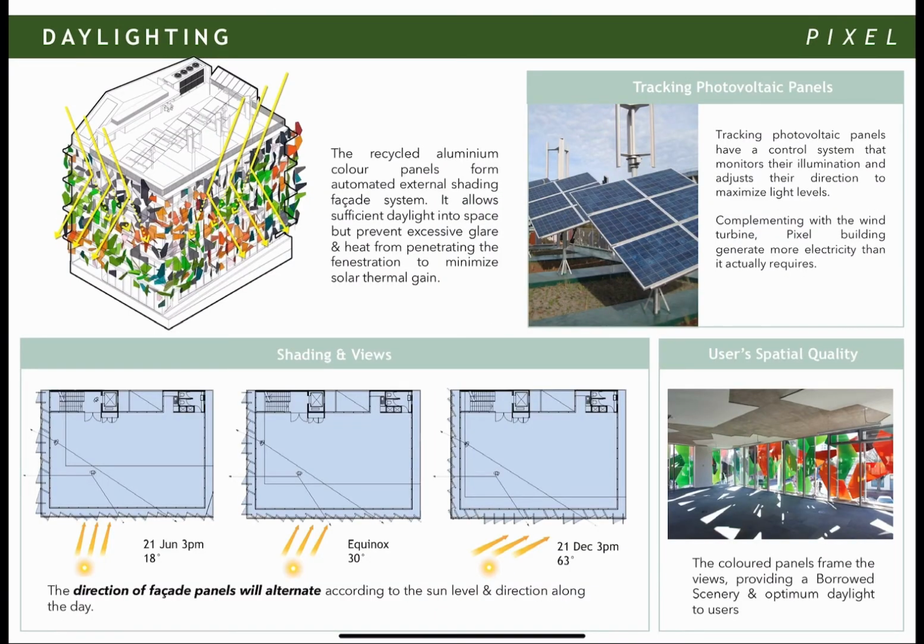The daylight illuminance is controlled by an automated external shading facade system. It allows sufficient daylight into the space while preventing excessive glare. At the rooftop, the tracking photovoltaic panels have a control system that monitors their illumination and adjusts their direction to maximize light levels. Complementing with the wind turbine, Pixel building generates more electricity than it actually requires. For user experience, the direction of facade panels will alternate according to the sun level and direction along the day. It frames the view and provides a borrowed scenery to the users.